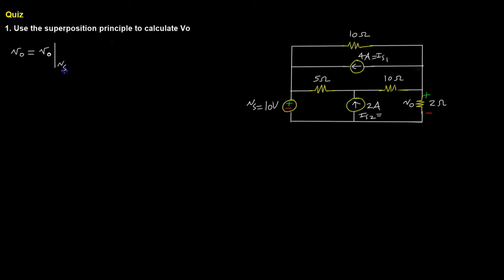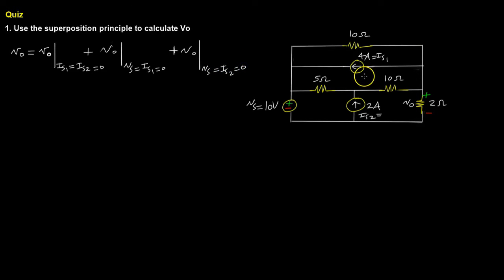So the first case we could say is when the current sources are all zeroed out, so IS1 is equal to IS2 is equal to 0. That's the very first case. The second case, sorry, let's do it differently: VS is equal to IS1 is equal to 0. And the third case is when VS is equal to IS2 is equal to 0.